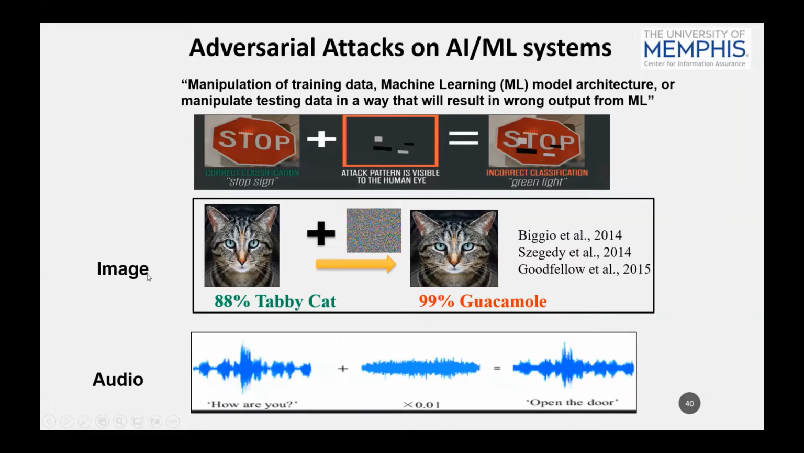Here again, in the case of an image, a tabby cat with 88% certainty, with some random noise, the system will tell you it's guacamole. So that's called a direct attack or adversarial attack. These are part of algorithmic manipulation, and it can also happen in an audio case, with some noise in a door alarm, you can produce an open-the-door command.